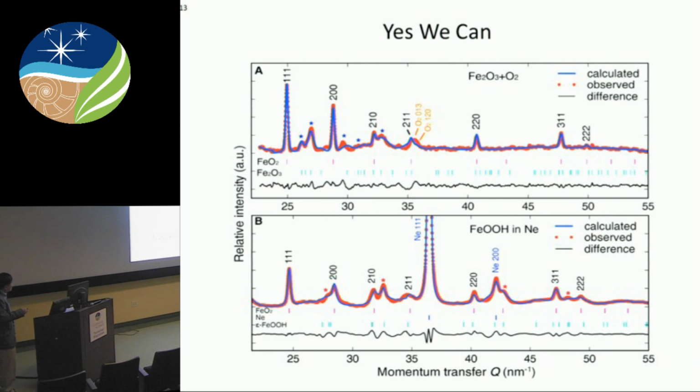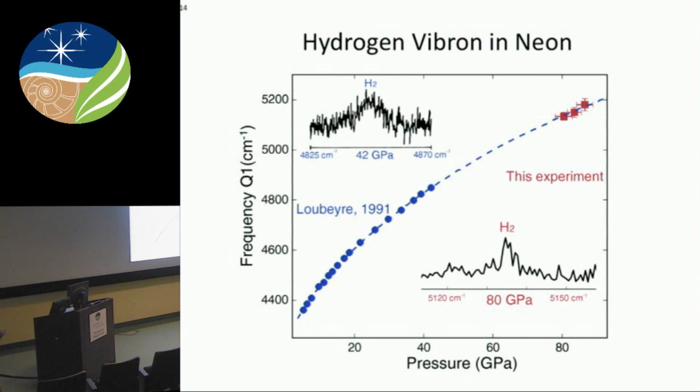The second experiment is just the goethite, which is equivalent to hematite plus water, and put it in a neon pressure medium so we don't add or subtract hydrogen from that. And you get the same pattern. You see, still the goethite turns into FeO2. So where does hydrogen go? Then we look at the neon medium. We do see the hydrogen peak in the neon medium. So hydrogen just diffuses into neon. And so we demonstrate that reaction.